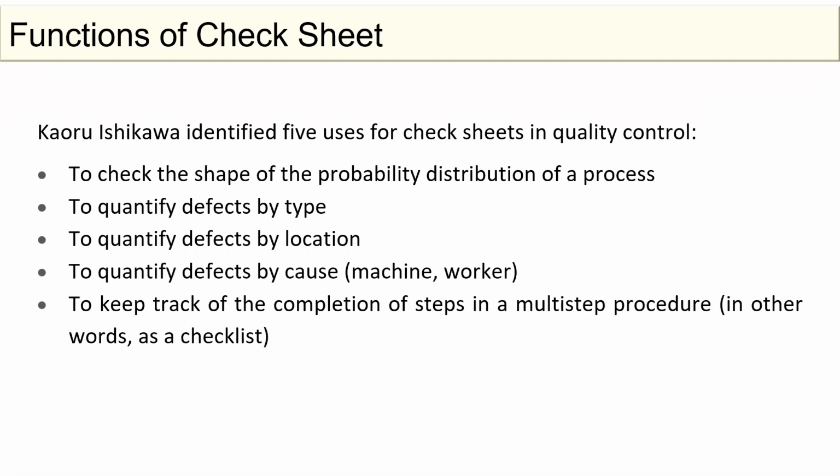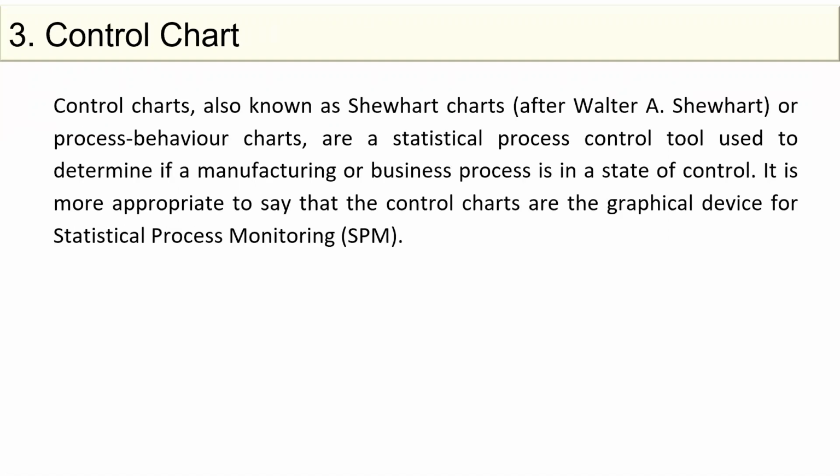Functions of check sheets. Kaoru Ishikawa identified five uses of check sheets in quality control: to check the shape of the probability distribution of a process, to quantify defect type, to quantify defects by location, to quantify defects by cause, and to keep track of the completion of steps in a multi-step procedure. In other words, as a checklist.